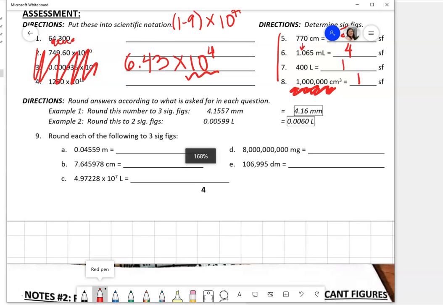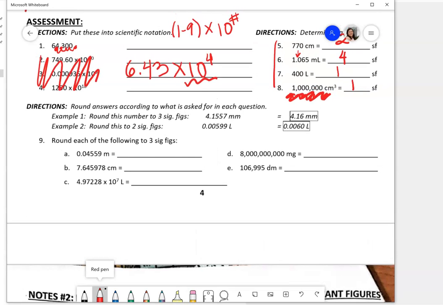Besides this, we also worked on rounding numbers. So you guys know how to round. But now we have to work on rounding to the correct number of sig figs. On A, if I want to round it, it's going to be 0.0456. Again, that has 3 sig figs. Those zeros in the beginning don't count because they're leading zeros. And as you see, I did 4, 5, and then this had to be rounded up because it was getting close to that 6, so I rounded up.